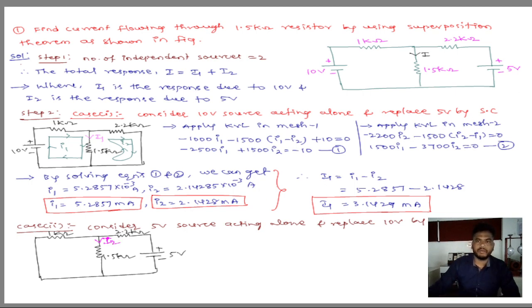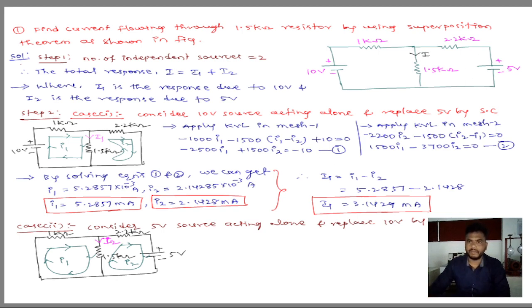Same again, I am using mesh analysis. The current is I1, the current is I2. We are assuming the currents in clockwise direction only. Now equation 1 and equation 2. In equation 1, in the previous circuit there is a voltage source and we got minus 10 there. In this circuit, there is no voltage source in mesh 1, so it is the same equation with 10 volts replaced by 0.